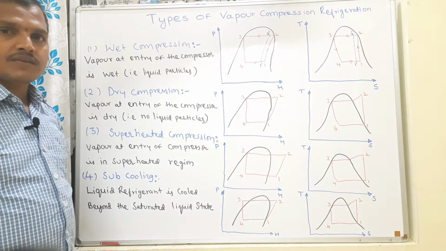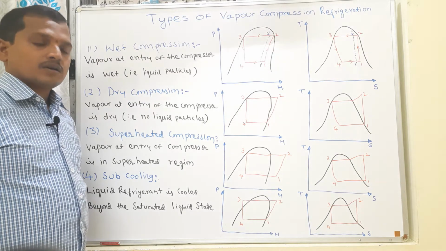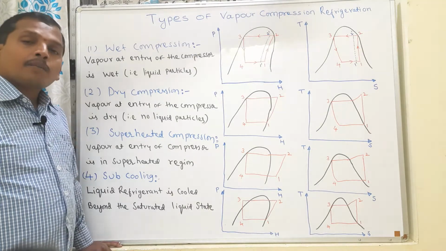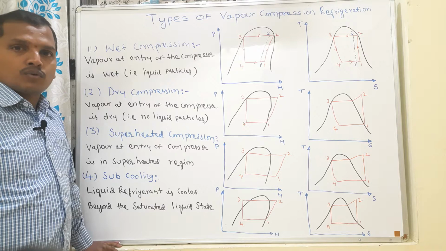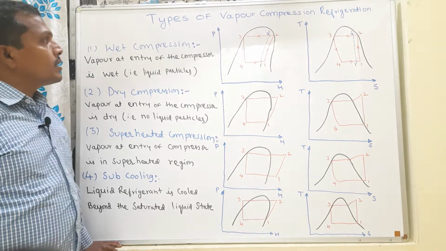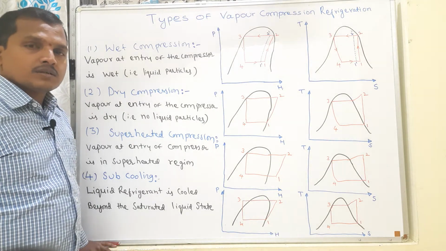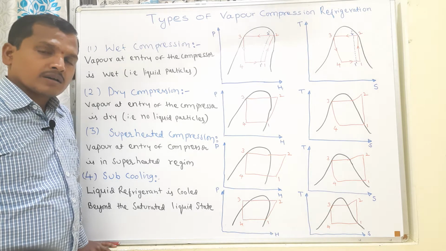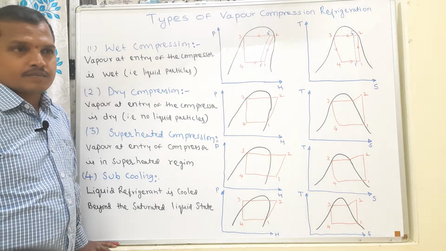The main function of the compressor in the refrigeration system is to compress the refrigerant from evaporator pressure to condenser pressure, that is, from low pressure to high pressure. So here, wet compression. Wet compression means the condition of the refrigerant before entering into the compressor is wet.